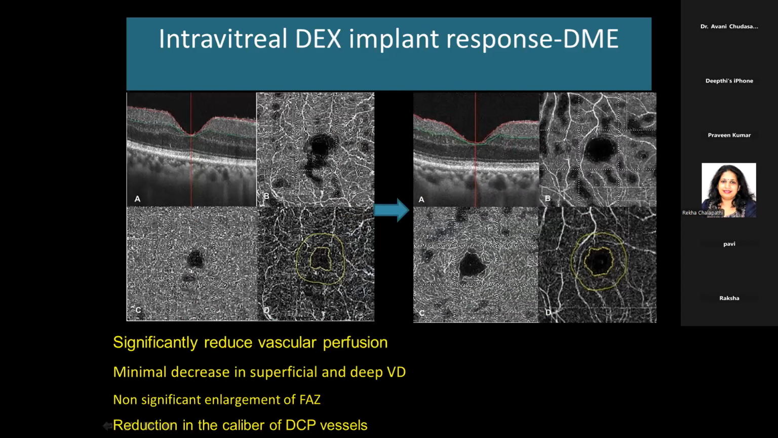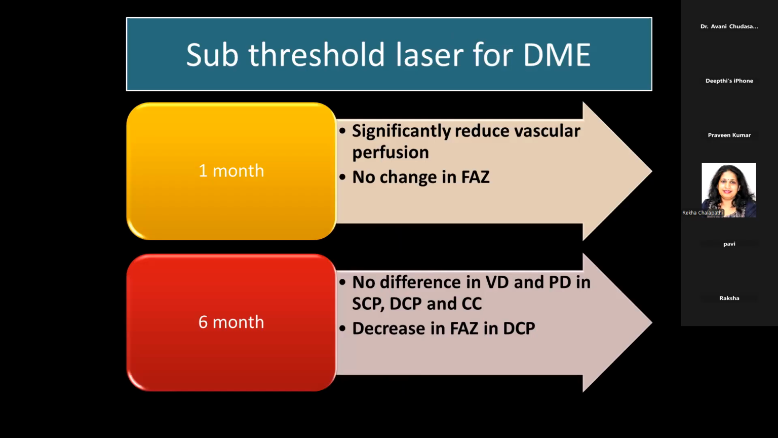Similarly, nowadays we are resorting to the yellow lasers or macular subthreshold lasers. Initially, you may not see much response to the macular subthreshold laser on OCTA, but over a period of 6 months, there will be a decrease in FAZ in the deep capillary plexus, but there won't be any significant difference in vessel density, unlike intravitreal injections.